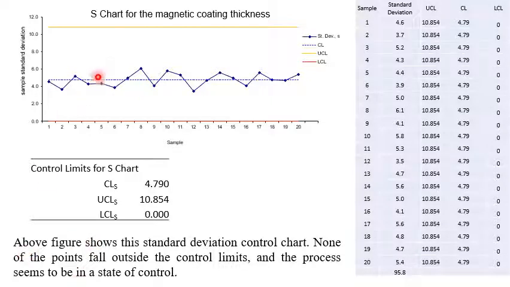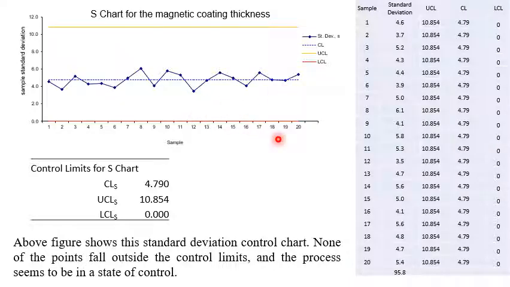And here we can see from this graph, the standard deviation control chart, that none of the points fall outside the control limits. This is the upper control limit and this is the lower control limit, and none of the points fall outside the control limits. All points are within the upper and lower control limits, and the process seems to be in a state of control, under control.